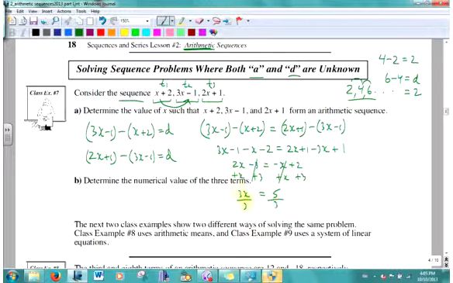Finally, 3 divided by 3, x is 5/3. Okay, that's what x is. Determine the value of x. Check. Part B, determine the numerical values of the 3 terms.